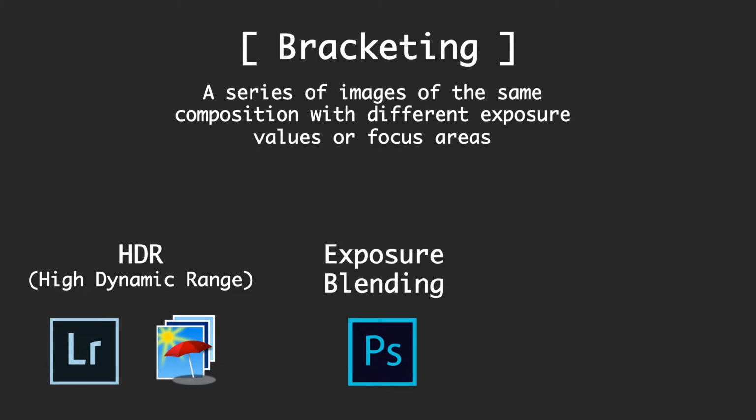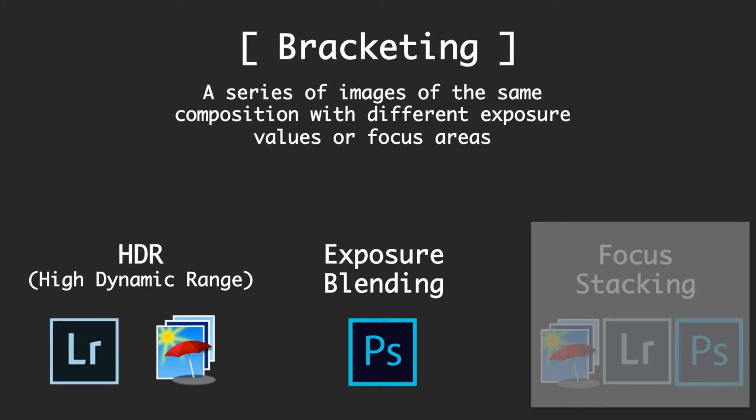You can also use these bracketed images to exposure blend. You use this in Photoshop, where you can blend two or more aspects of these bracketed images to create a nice exposure. And then you can also use it to focus stack. Focus stacking is, again, combining different parts of the bracketed images to create sharp focus areas all the way through from the foreground to the background. I'm not going to talk too much about that. I'm just going to focus on how we use bracketing to create HDR and exposure blending.